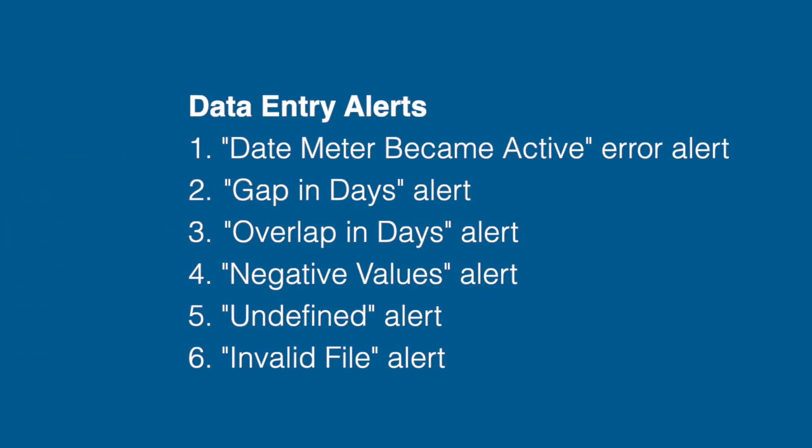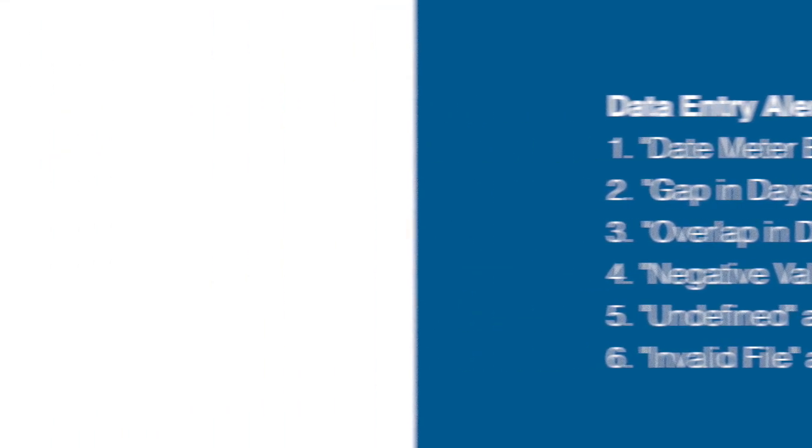Data entry alerts. There are 6 common alerts you may encounter when entering data into the monthly entries table: the date meter became active alert, a gap in days alert, an overlap in days alert, a negative values alert, an unidentified alert, and an invalid file alert.